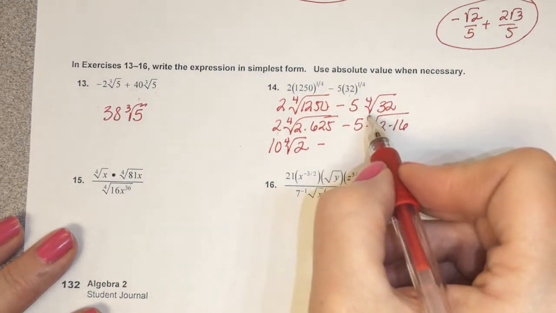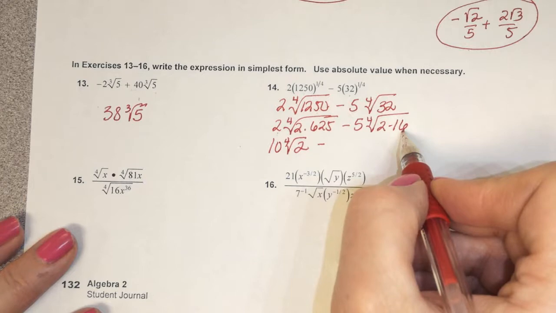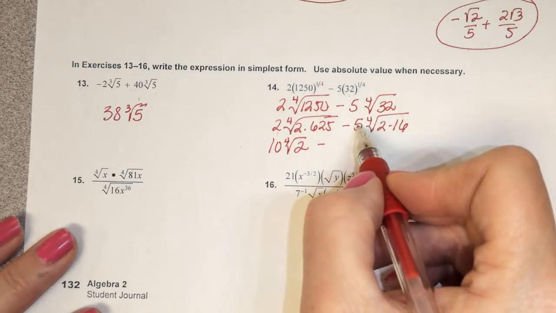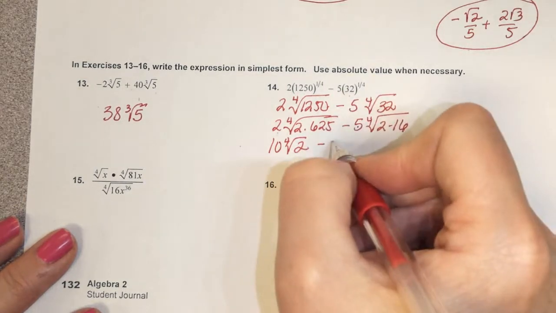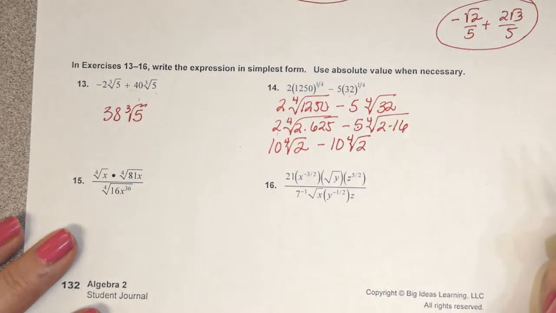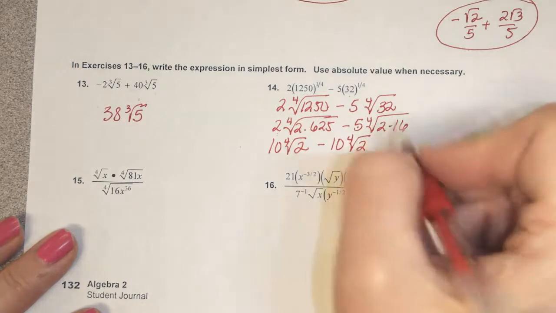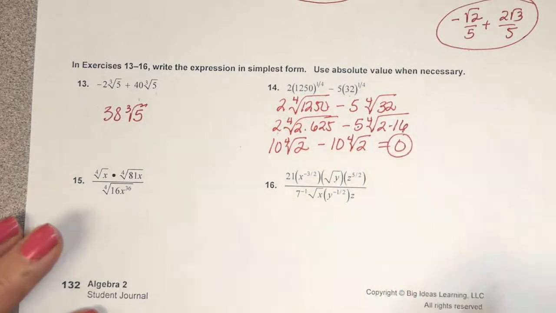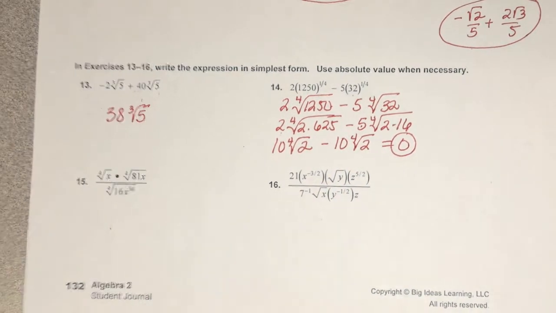Over here, what's the fourth root of 16? 2, and I multiply it by the 5 that's already there. So that's going to be 10, fourth root of 2. So what's the answer going to be to this one? 0. Okay? And we're saving these last two for tomorrow, a little more complicated. Okay, so that's it for today.